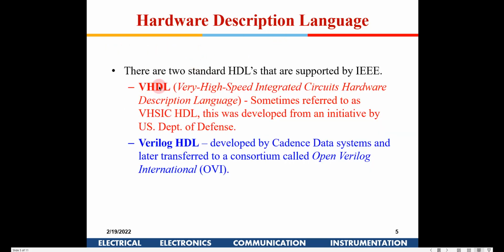Like I said, there are two most widely used HDLs. One is known as VHDL. This was developed by the US Department of Defense, and the other one is known as Verilog HDL, and this was developed by Cadence, but as of now it is transferred to Open Verilog International. It is now being used by Xilinx and everywhere, very widely used. So we are also going to use this particular language.